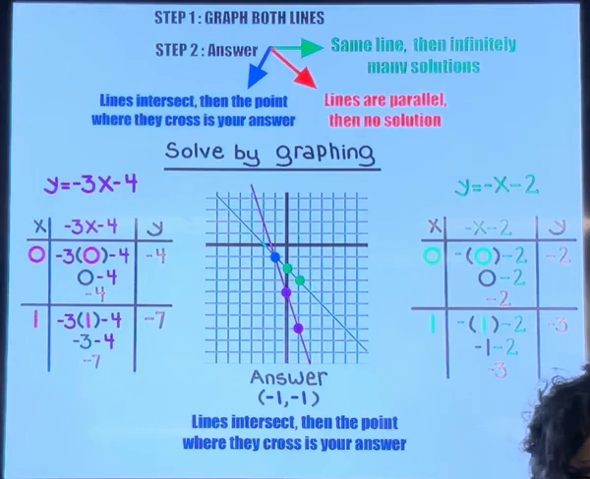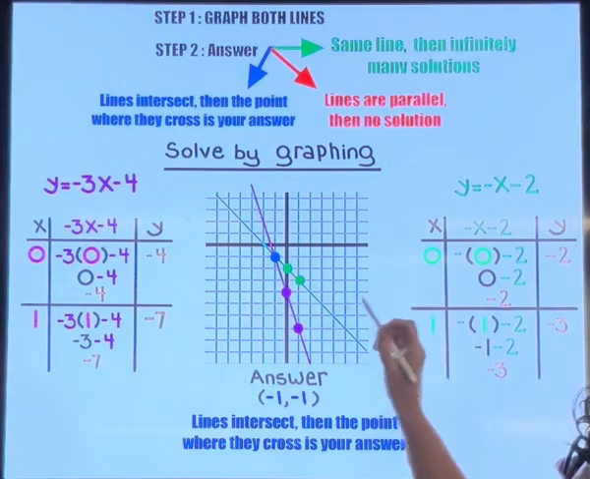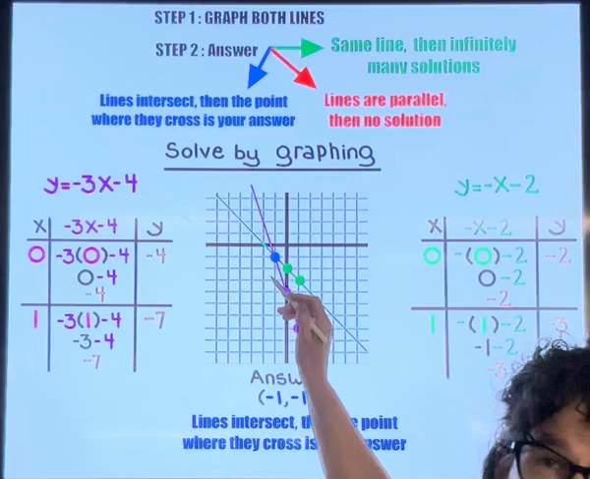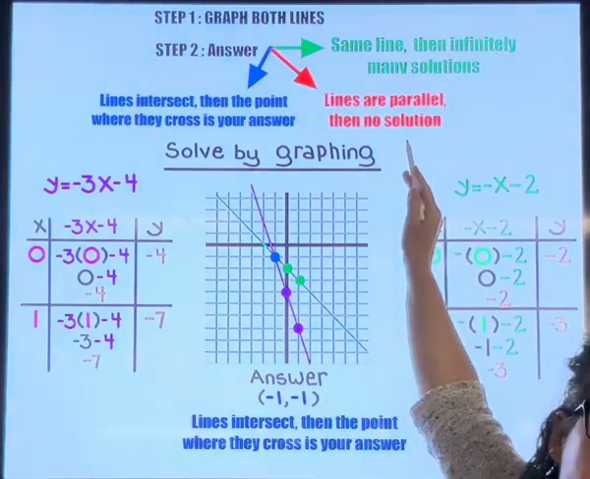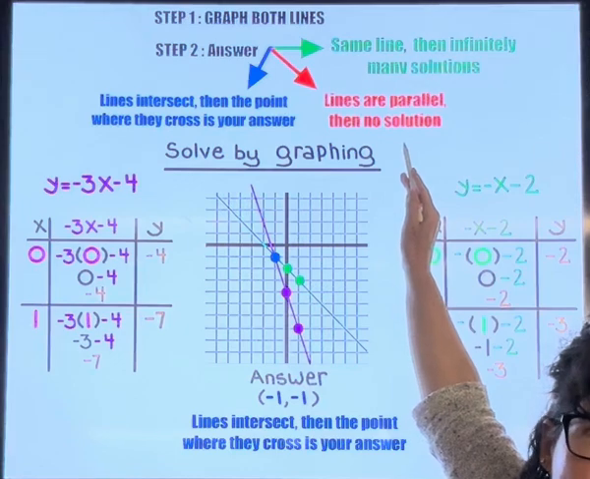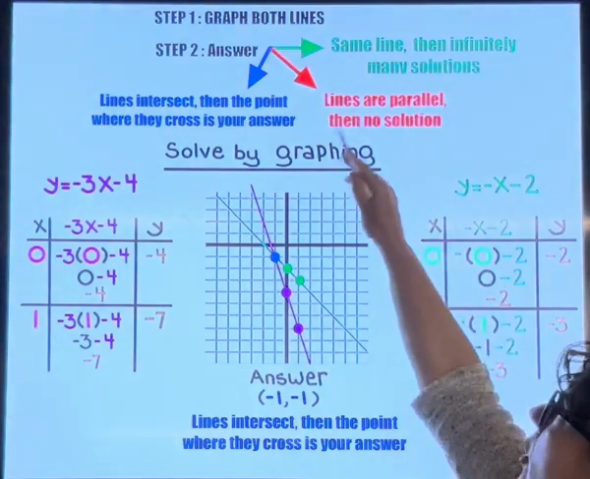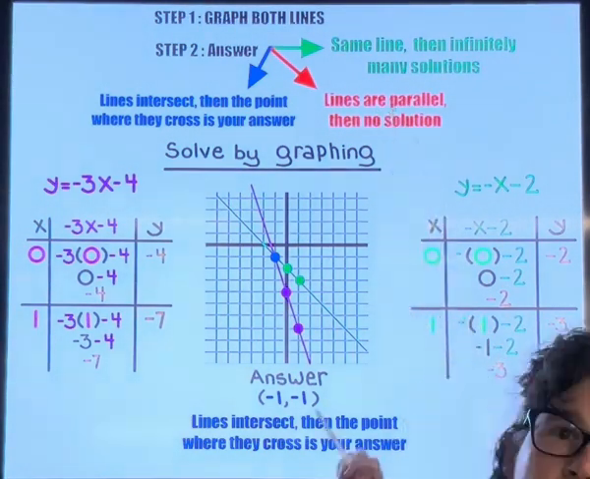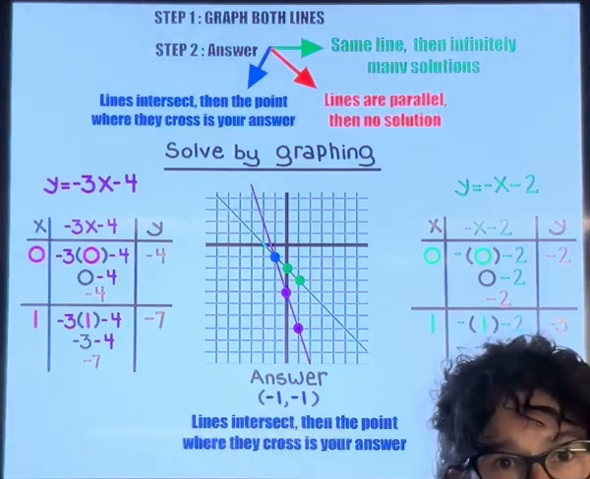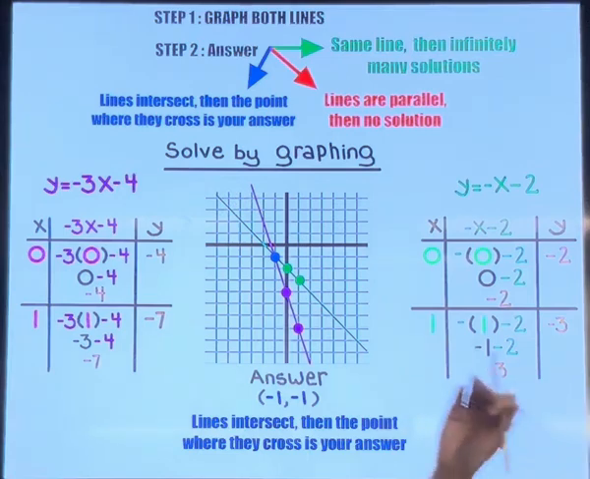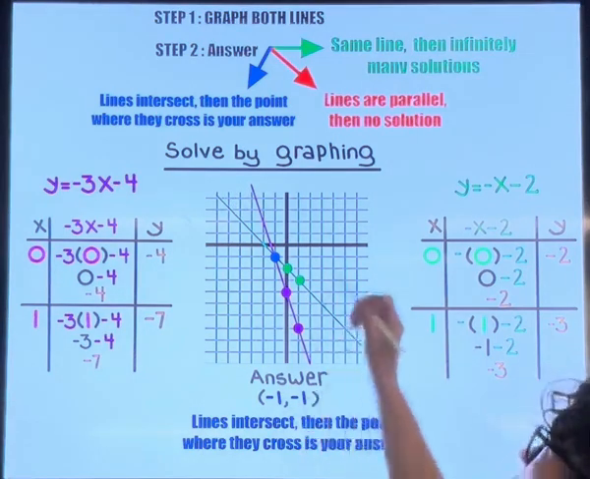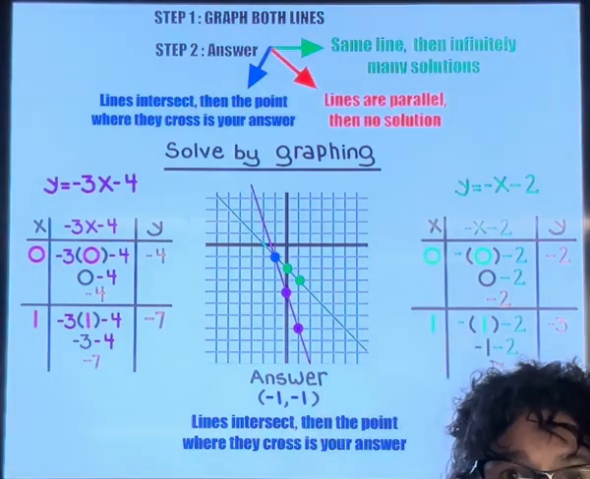But in other examples or other problems, if the two lines that you graph end up being parallel, then you have no solution, no points in common. And the third scenario is you graph a line and then the other line graphs right on top of it. In other words, they're the same line. They're going to have all their points in common, which means infinitely many solutions.